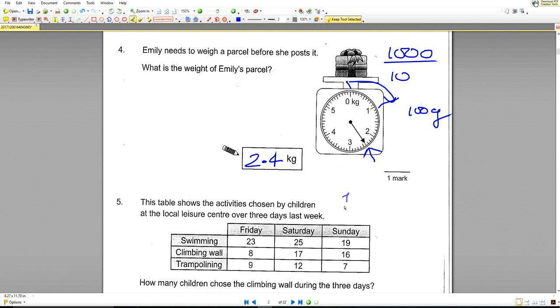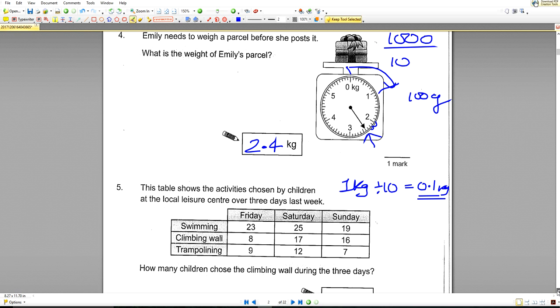If you have 1 kilogram and you divide it into 10 small intervals, that gives you 0.1 kilogram per notch, per movement. So that'll be 2.1, 2.2, and so on. So that one's done. Question number 5.